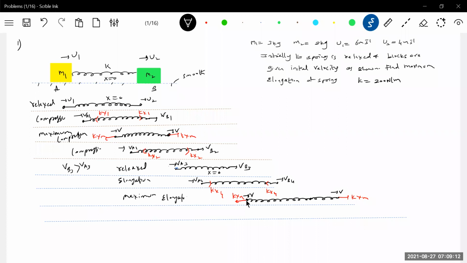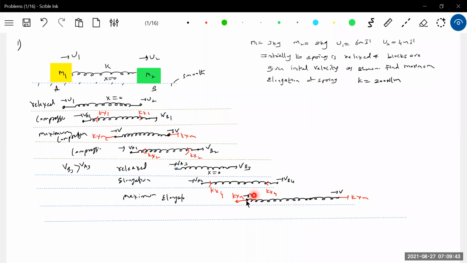Now if you check how the spring force is acting in the direction of motion of this block, definitely the velocity of this will become greater than this. This is the maximum elongation. Very next moment, immediately it will not come to compression, again it will be elongation only.